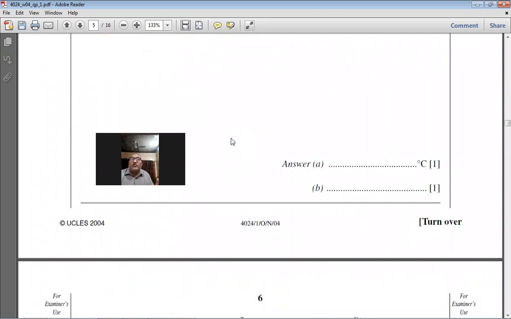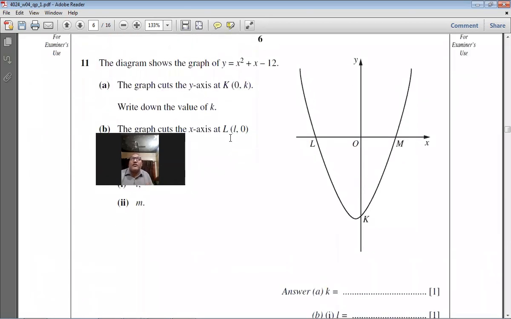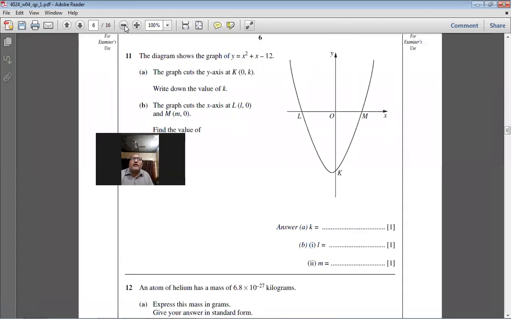This is question number 10. You can see that. Now we are going to question number 11.